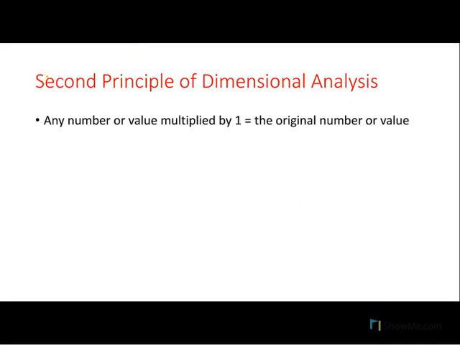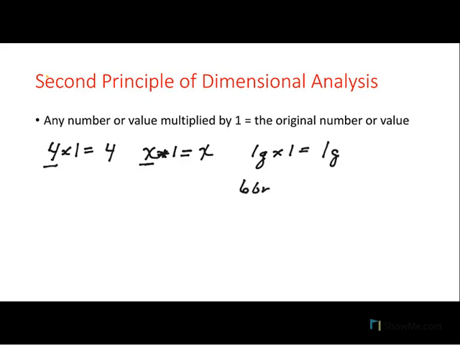So the second concept or principle of dimensional analysis that you'll use in calculating medication dosages is that any number or value multiplied by 1 is equal to the original number or value. Using the same examples, we know that 4 times 1 is equal to the original value, which is equal to 4. Similarly, x times 1 is equal to x, which again is the original value. We can also say then that 1 gram times 1 is equal to 1 gram, and similarly 60 minutes times 1 is equal to 60 minutes.